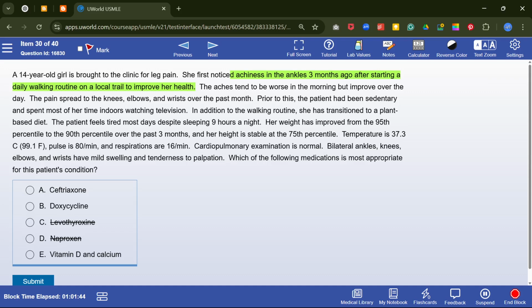Thinking, what, something, but it's like, in addition to walking, she's transitioned to a plant-based diet. Oh, is this a clue? Thinking.